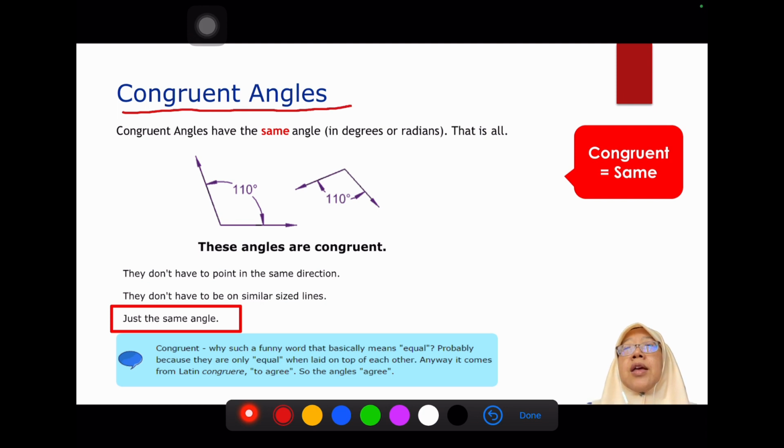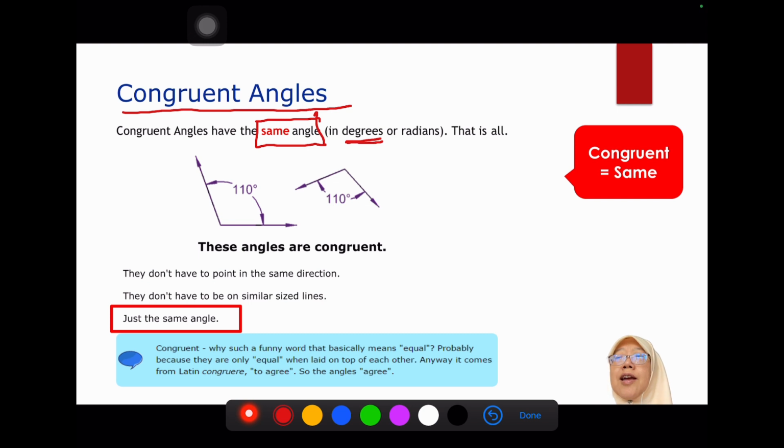Congruent angles actually have the same angle in degrees. We don't use radians. That's it. So if you see two angles that have the same angles, they are also called congruent angles. Try to remember what we learned in last week's lesson for parallel lines. There are a lot of congruent angles because they have the same angles.